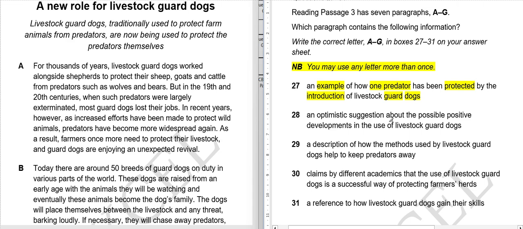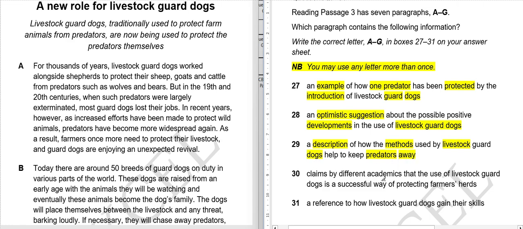An optimistic suggestion about the possible positive developments in the use of livestock guard dogs. There are no optimistic suggestions about developments using livestock guard dogs. A description of how the methods used by livestock guard dogs help to keep predators away. There is no description of the methods that these dogs use to keep predators away.